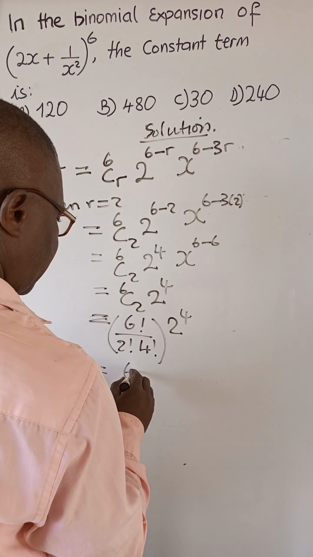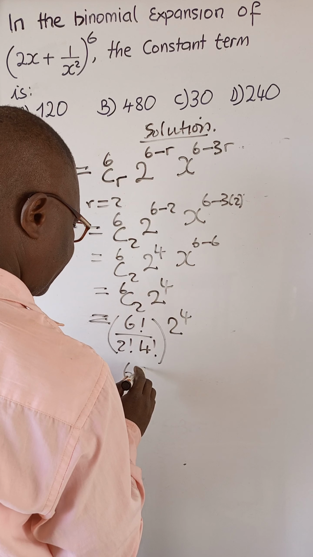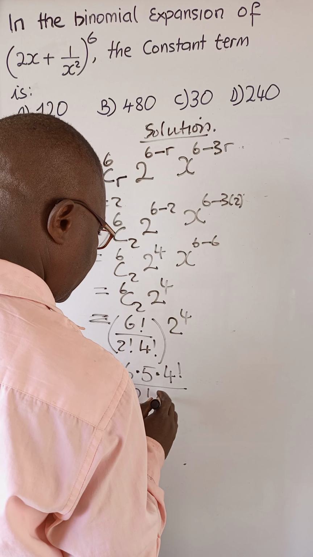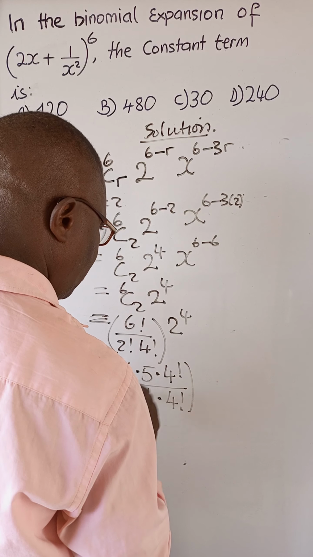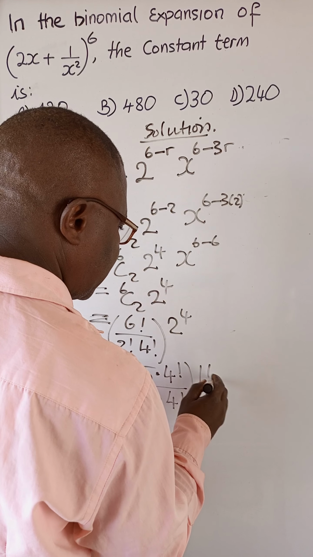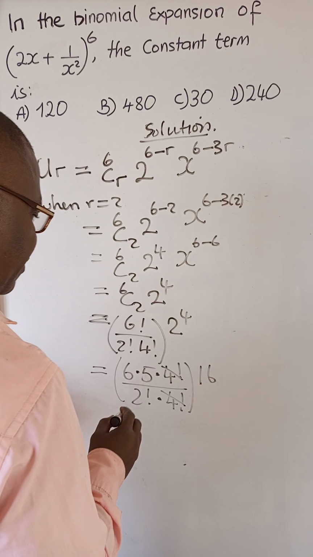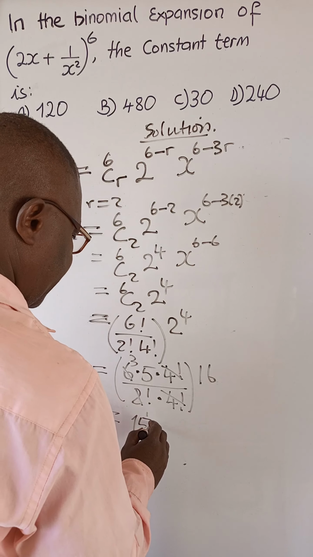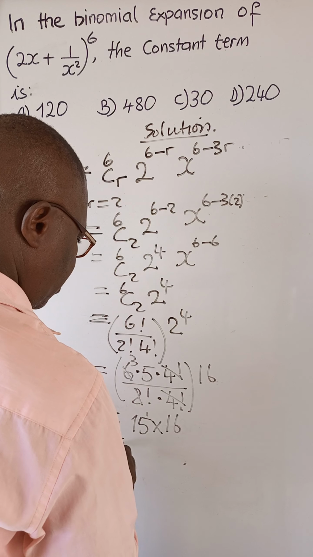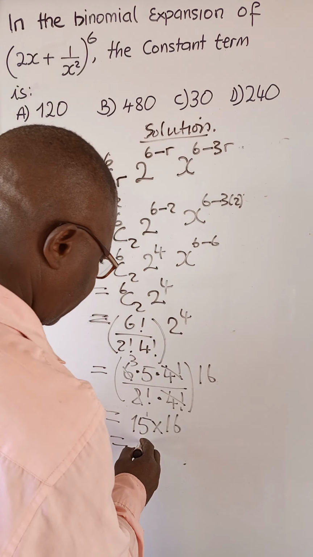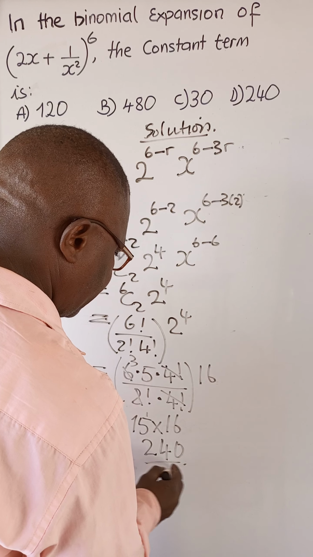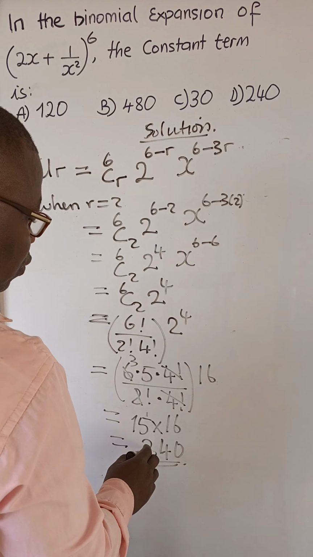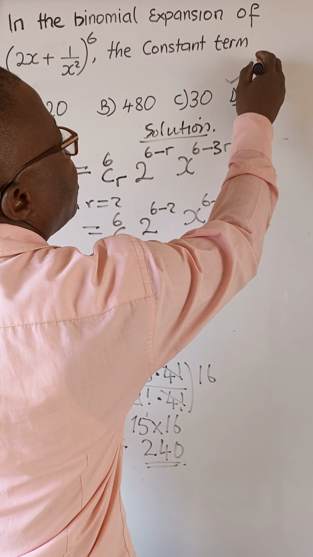Now this gives us 6 times 5 times 4 factorial, all over 2 factorial times 4 factorial, all multiplied to 2 to the power 4, which is 16. Now 4 factorial cancels 4 factorial, 2 here 1, 2 there 3. So this finally gives us 15 times 16, which when we check very well, it is 240. So the constant term for this binomial expansion will be 240, and our answer is option D.